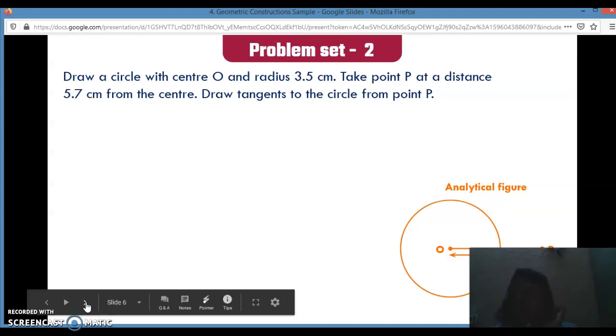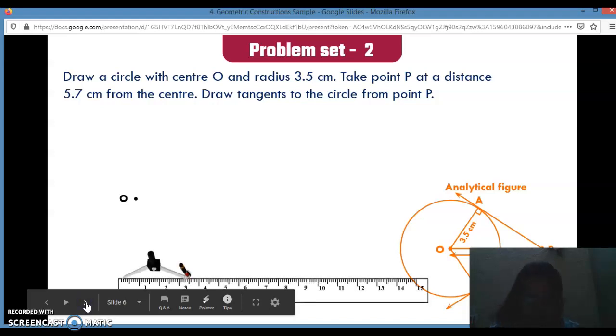O and then P, which is at a distance of 5.7 cm from point O, and two tangents PA and PB, which are drawn from point P. And this is my radius OA and radius OB. Since you know the property that tangent and radius are perpendicular to each other, you can see the perpendicular sign near OA and near OB. So let us have a look at the fair figure.